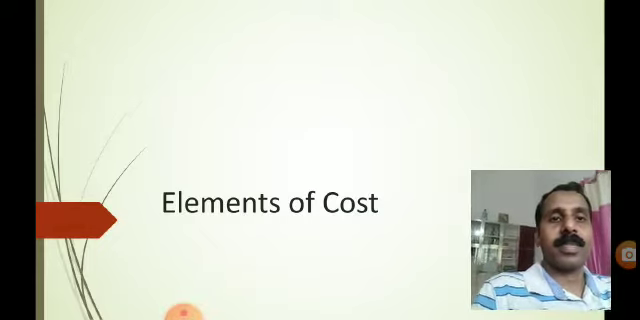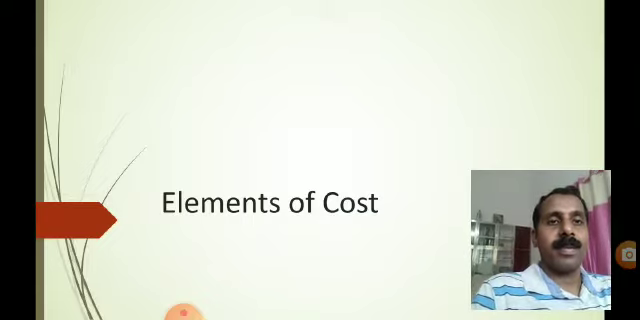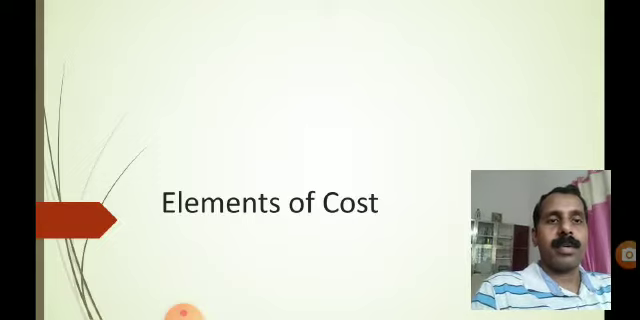Last video we covered the classification of cost. Our next part is elements of cost. We already learned that cost is the sum total of the expenditures incurred for the production of goods or for providing services. In order to manufacture a product, a company incurs different elements of cost.